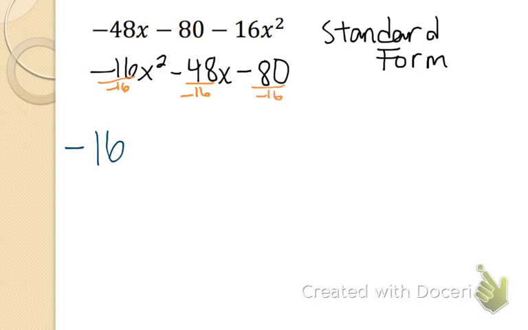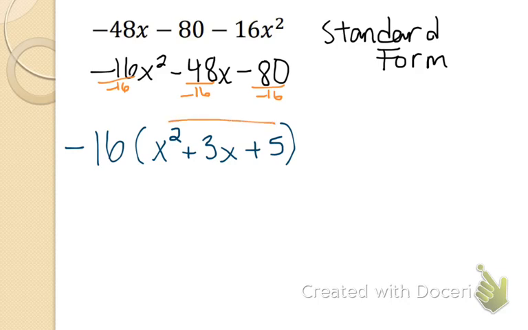So when we divide, the result will be negative 16 divided by negative 16 is positive 1. So 1x squared. Again, we don't need the 1. Negative 48 divided by negative 16 is a positive 3x. And negative 80 divided by negative 16 is a positive 5.